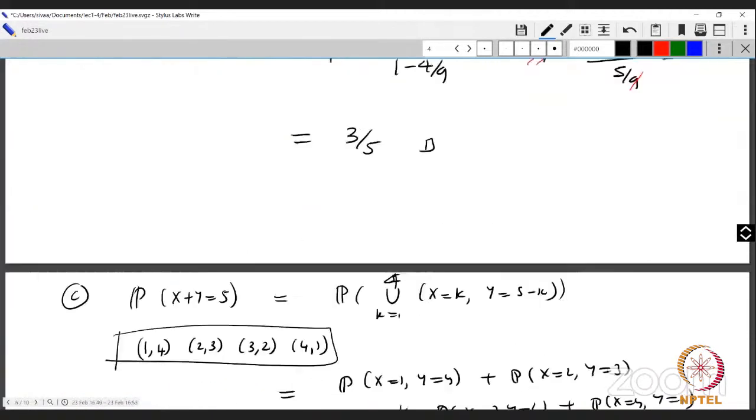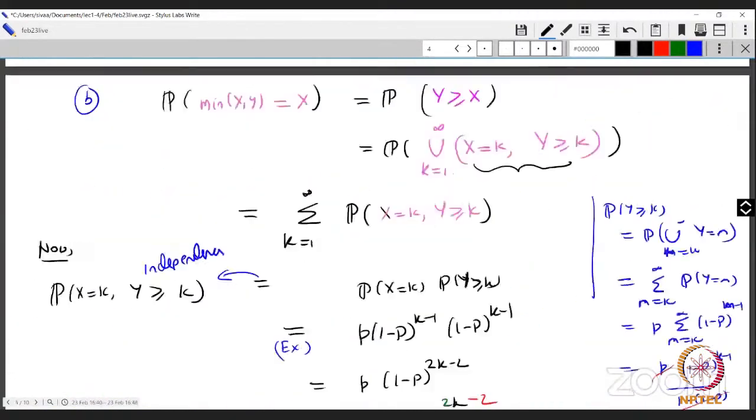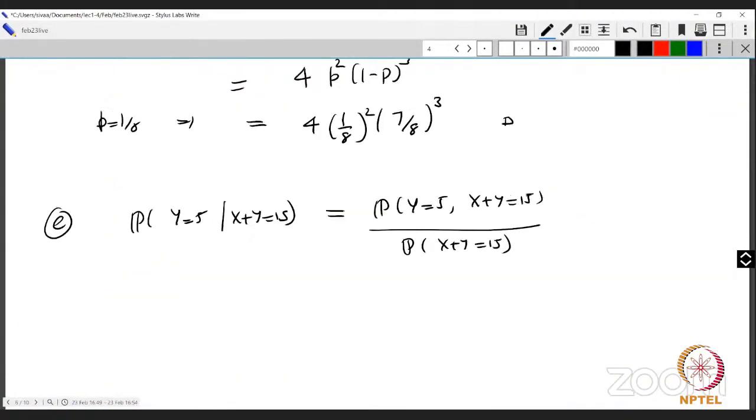So what do you have to do? Probability Y equal to 5 given X plus Y equal to 15, right? Let's do E. Like you said, the bottom is the probability X plus Y equal to 15. That's the same as the probability of the union, k equal to 1 to 14, of X equal to k and Y equal to 15 minus k, right? Is that clear? The bottom part is clear, right?